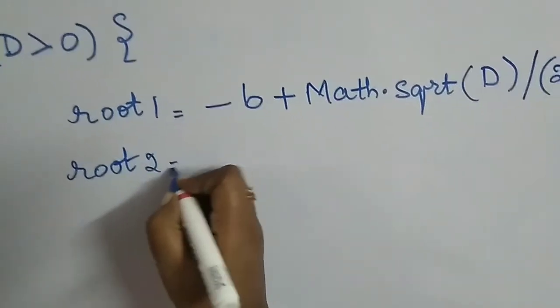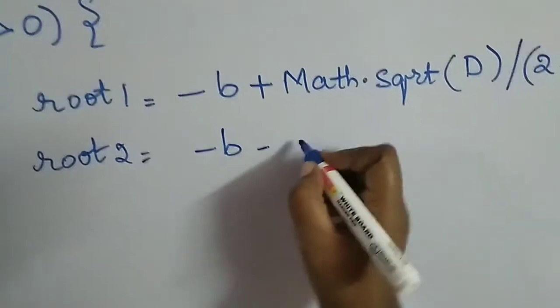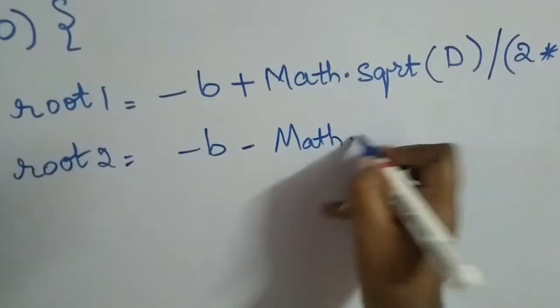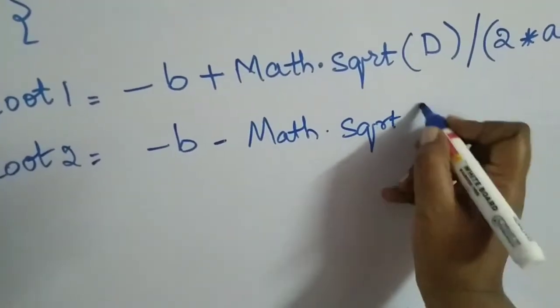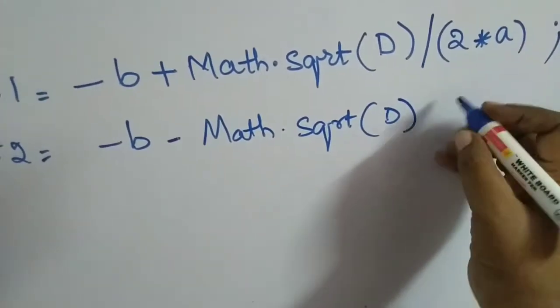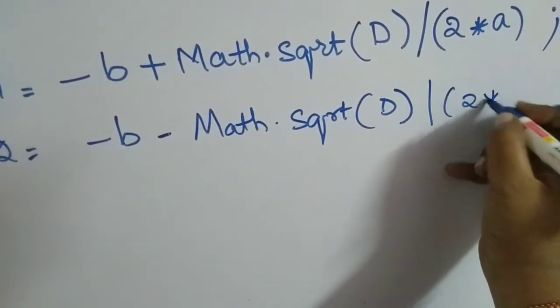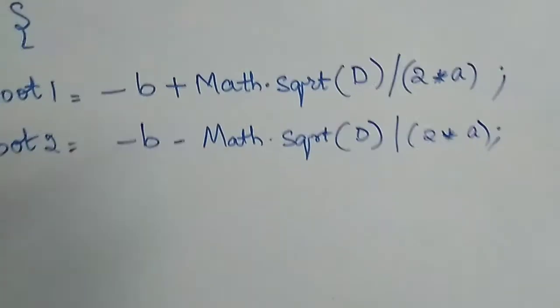Root 2 is also calculated. We are using the same formula, but here it is minus. math.sqrt and square root of discriminant by 2 into A. So both the roots are calculated.